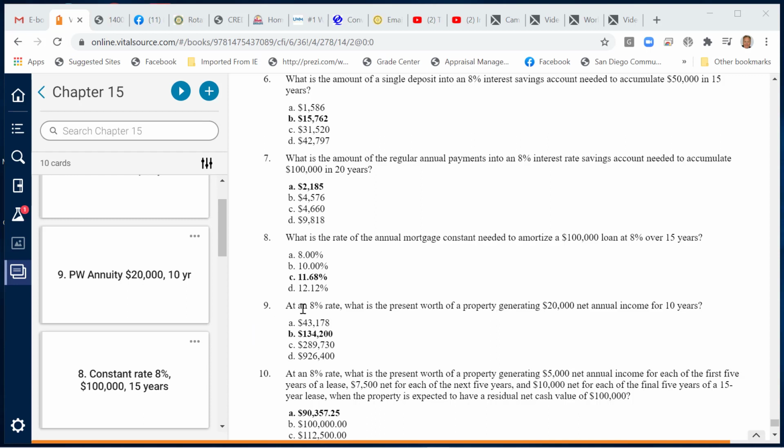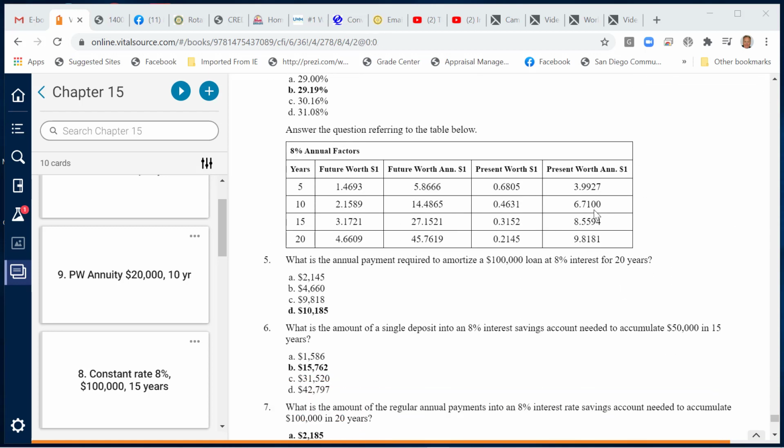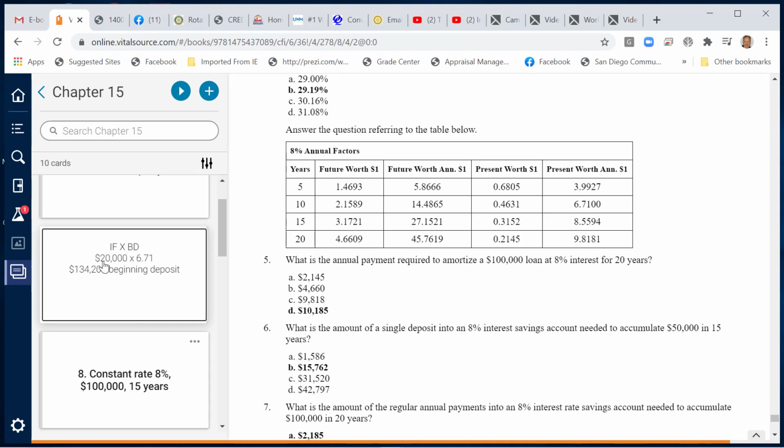Question 9. At an 8% interest, what is the present worth of a property generating $20,000 net income for 10 years? So what's the present worth? So I've got the 8% table up top, and I'm going to look for 10 years. Present worth, the factor is 6.71. So if I take the $20,000 times the 6.71, then my beginning worth of that property is $134,200.